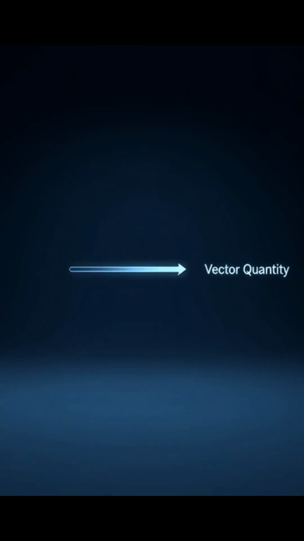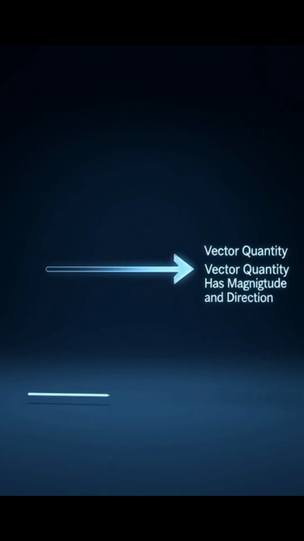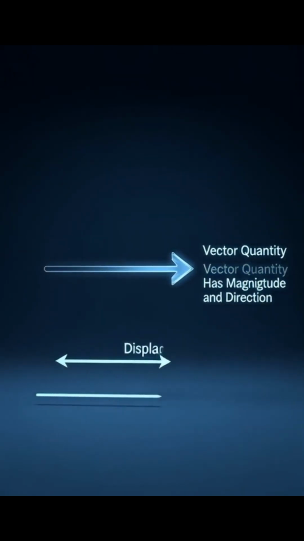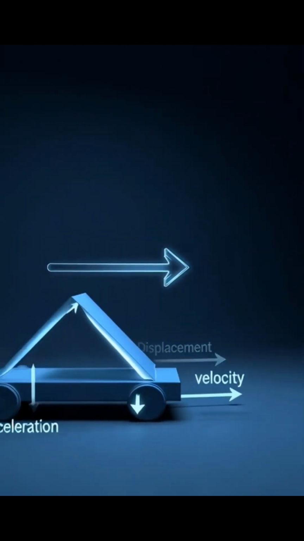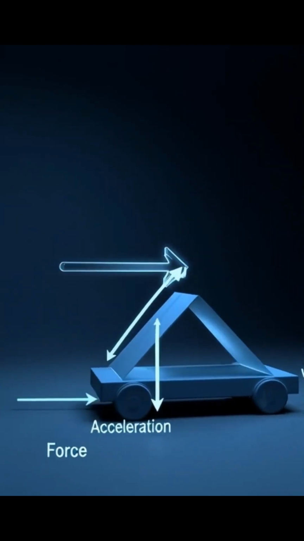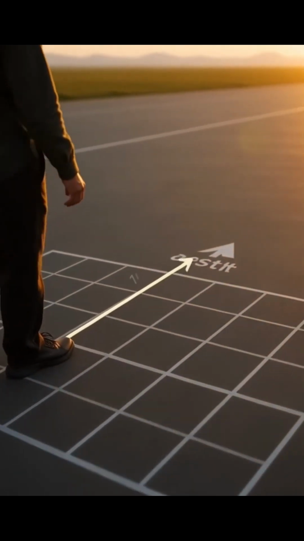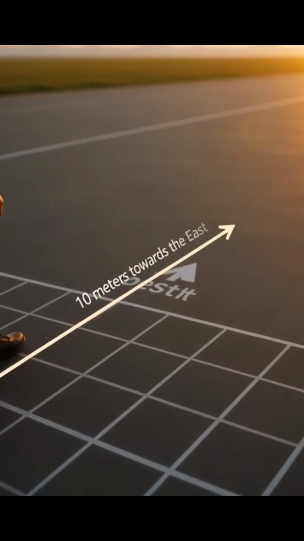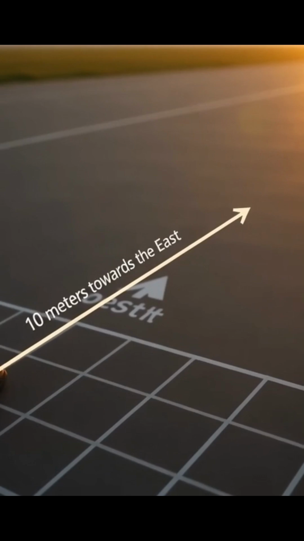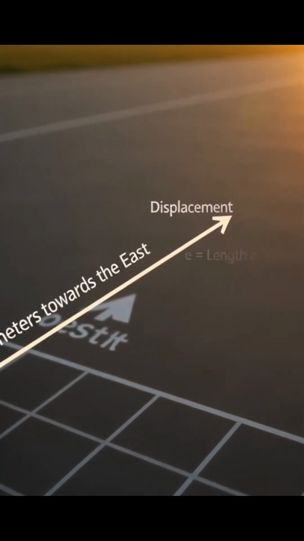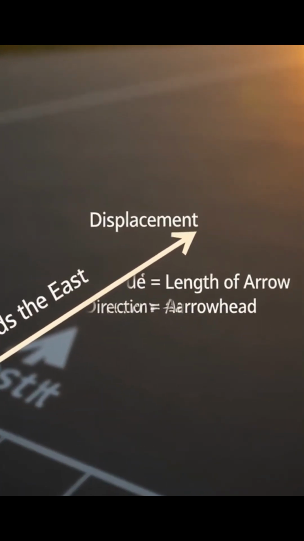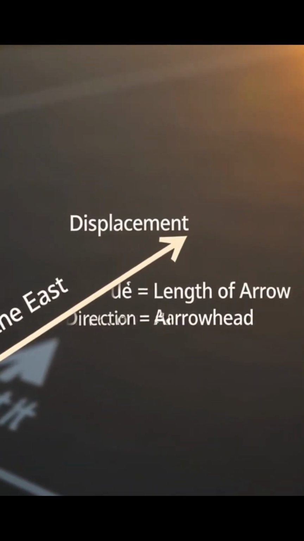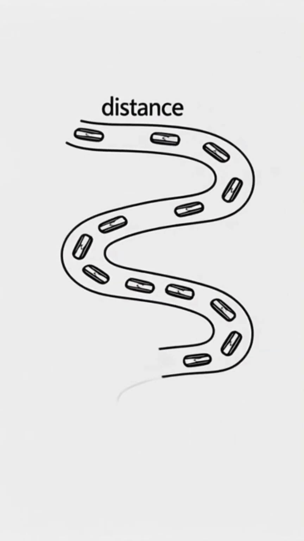Vector quantities. A vector quantity has both magnitude and direction. Examples of vector quantities are displacement, velocity, acceleration, force. For example, if a person moves 10 meters towards the east, both distance and direction are important. Therefore, displacement is a vector quantity. Vectors are usually represented by arrows. The length of the arrow shows magnitude, and the arrowhead shows direction.